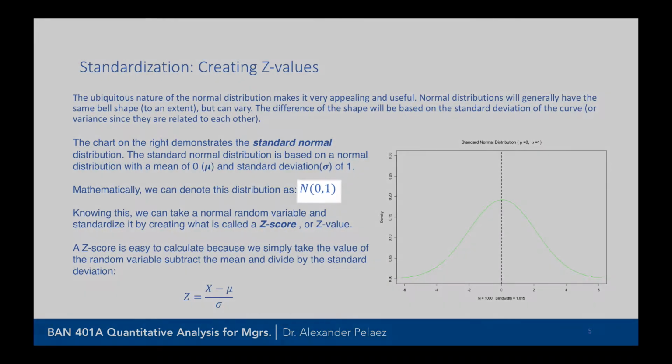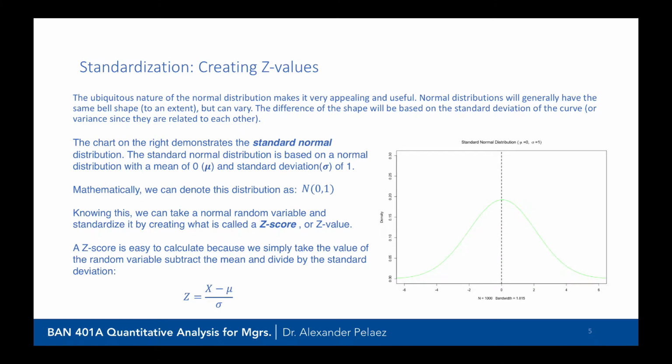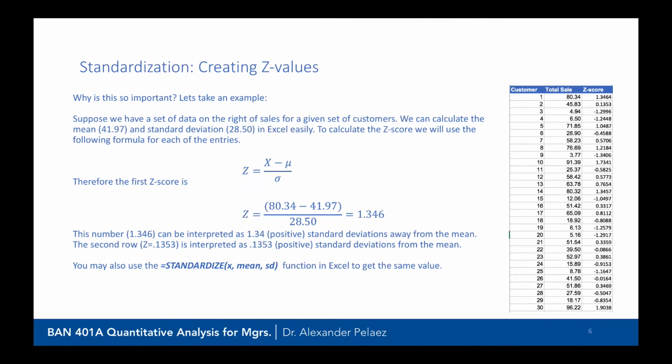That means it's a normal distribution with a mean of 0 and a standard deviation of 1. Knowing this, we can take a normal random variable and standardize it by creating a z-score or a z-value. The z-score is easy to calculate because all we need to do is take the value of the random variable, subtract the mean from it, and then divide by the standard deviation. When we do that, we get a z-score.